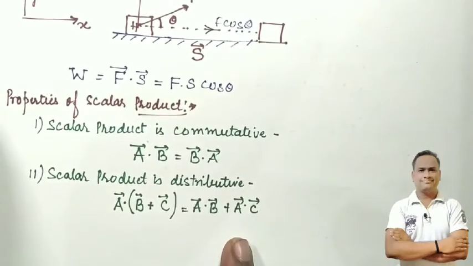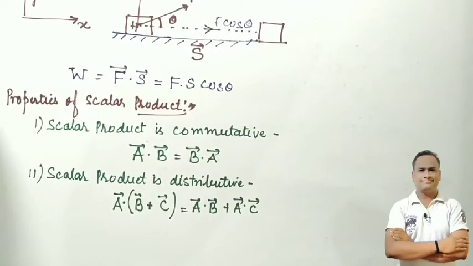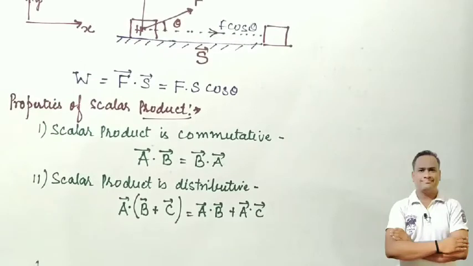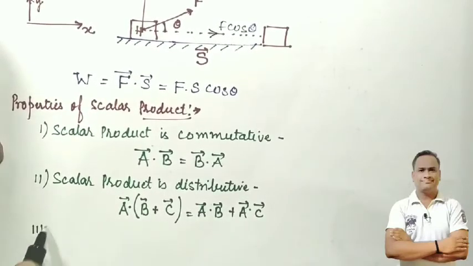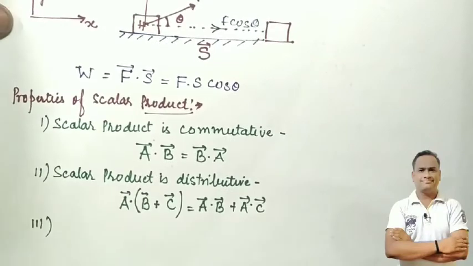Then, as we know, if the two vectors are parallel with each other, what will be their magnitude? So we will calculate that. The third property. What is the third property?